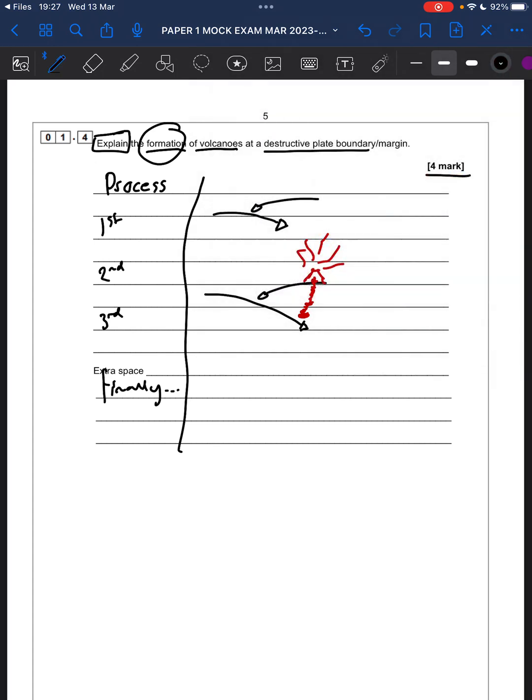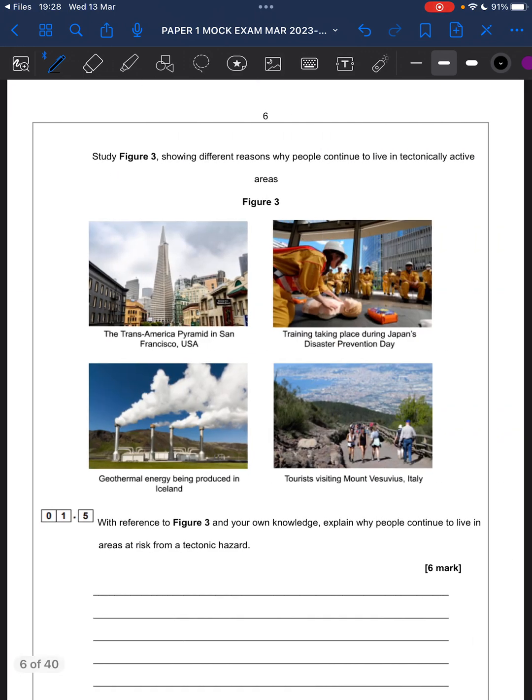So with this question, really straightforward, bit of revision should see you through, but firstly, secondly, thirdly, finally. Or you might do it in 3 steps, you might do it in 5 steps. You've just got to make sure you've got that clear process of this is how it starts and this is how it ends. Okay. Have a look.